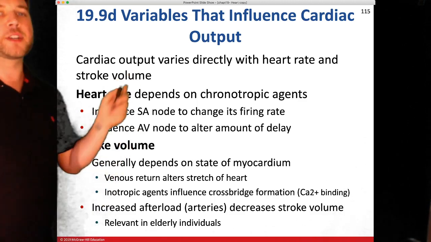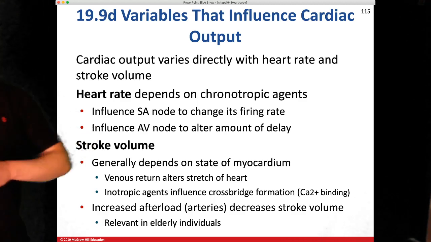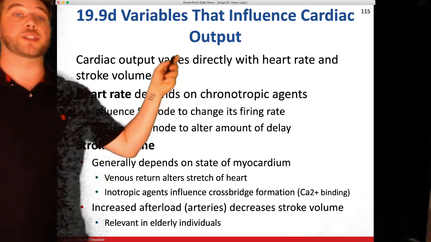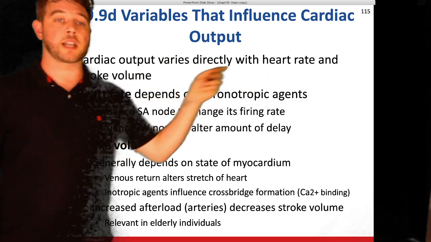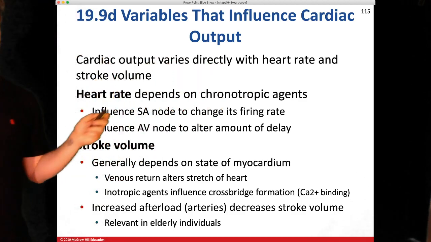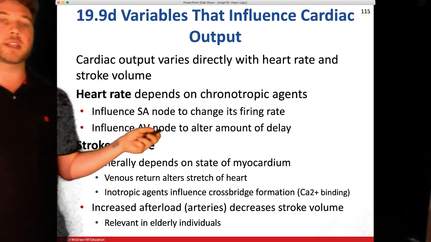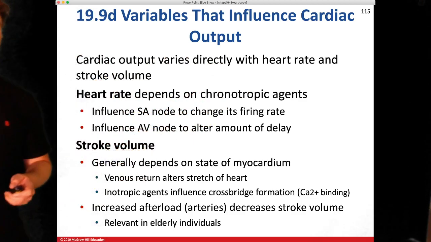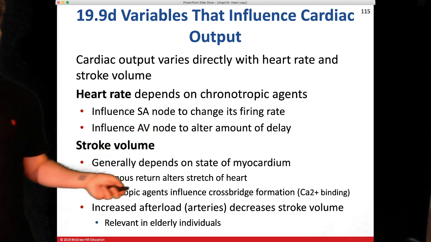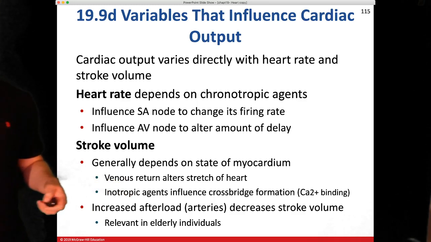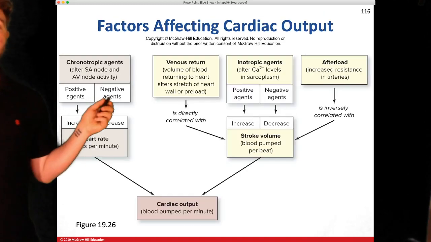So cardiac output varies directly with heart rate and stroke volume. Cardiac output varies directly with the heart rate and stroke volume. CO equals HR times SV, varying directly with it. Heart rate depends on chronotropic agents, which influence the SA node to change its firing rate and influence the AV node to alter the amount of delay. The stroke volume depends on the state of the myocardium, venous return altering the stretch, inotropic agents influencing cross bridges, and afterload as well, decreasing stroke volume. Here is a really wonderful little chart.